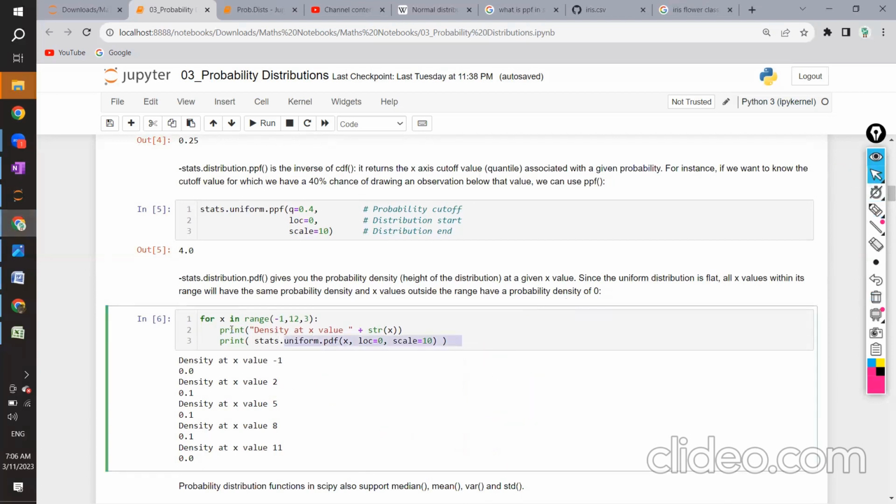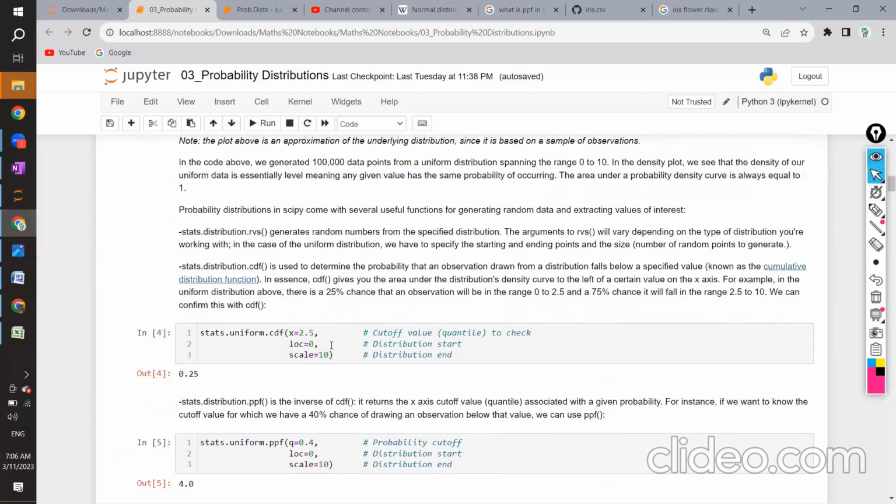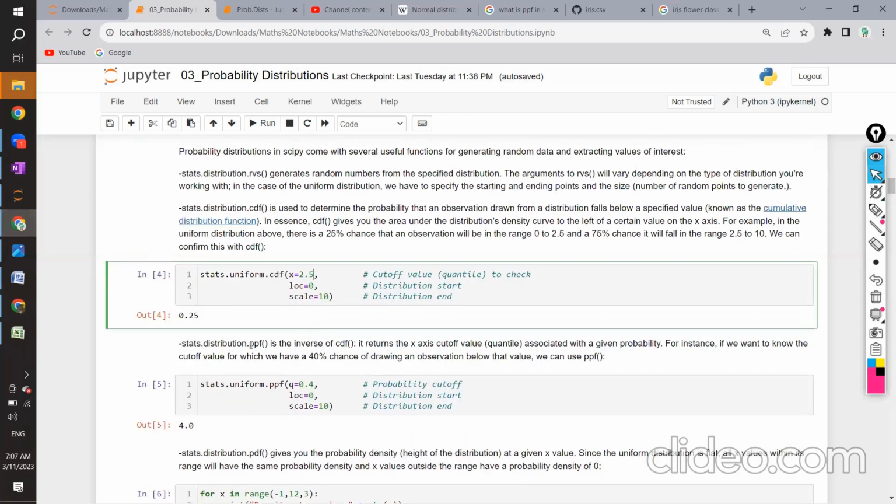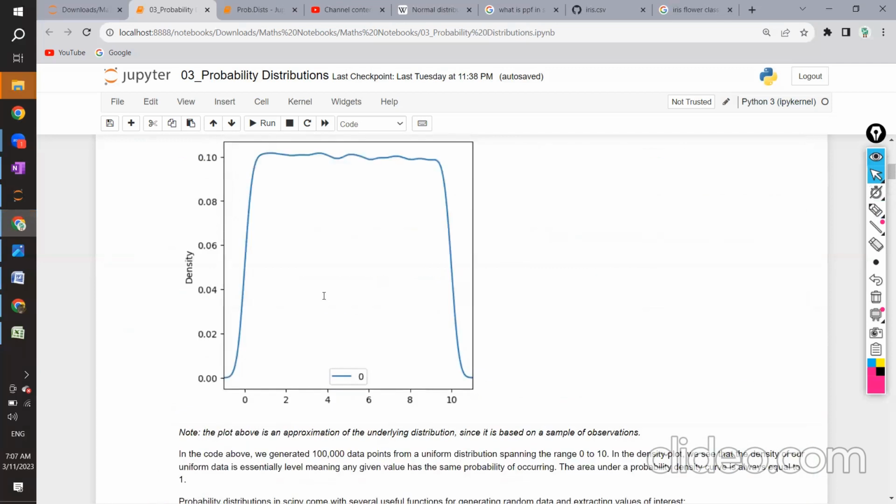So that's how you can calculate the PDF, which will give you the specific point probability, which is 0.1 always in case of uniform. And CDF will give you the cumulative distribution values. Okay, and just PPF is inverse of CDF. Fine. That's about the uniform distribution, guys.